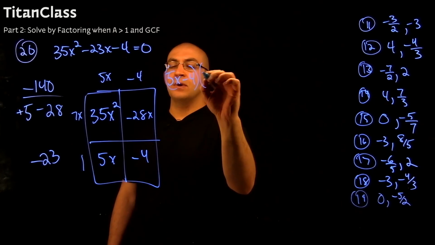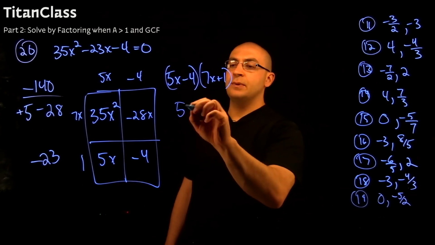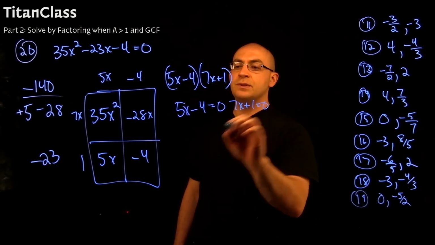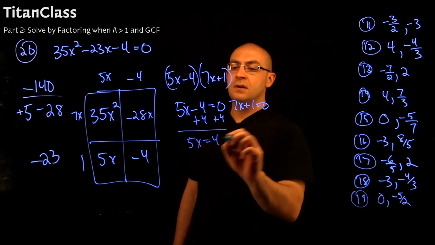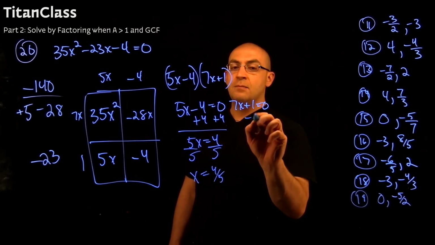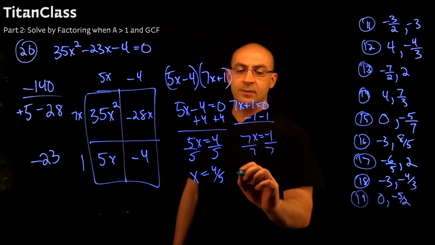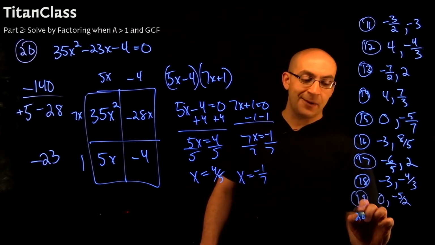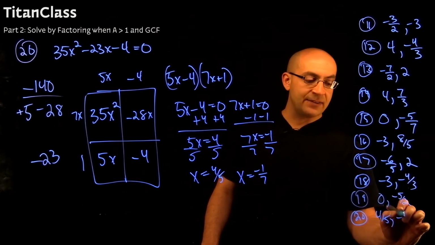Factors are 5x minus 4 and 7x plus 1. Those are the factors, right? So then my answer is going to be, when I set them equal to 0, 5x minus 4 equals 0, and 7x plus 1 equals 0. Plus 4 and plus 4 gives me 5x equals 4. Divide by 5 on both sides, and I'll get x equals 4 over 5. Minus 1 and minus 1 gives me 7x equals negative 1. Divide by 7 on both sides gives me x equals negative 1 over 7. So 2 fractional answers for this one, and no, I promise you I didn't save this one for last because it's a mess. 4 over 5 and negative 1 over 7.